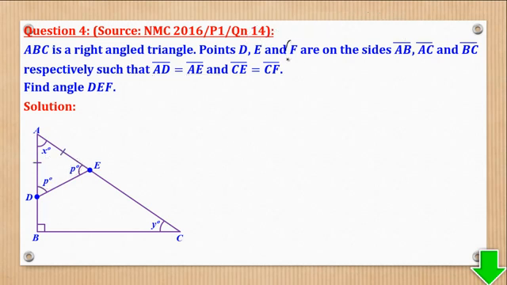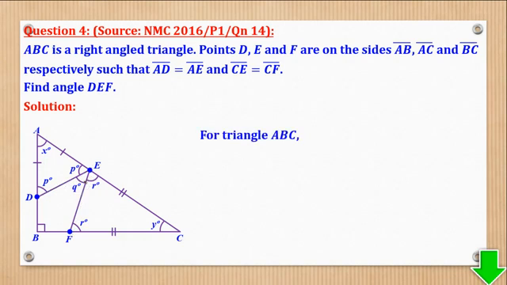Then they talked about F. F is on BC, so I shall come and put F on BC such that CE is equal to CF. You can see this, meaning this angle is equal to that angle. Now they want angle DEF, which is z. So we should look for getting the value of z.